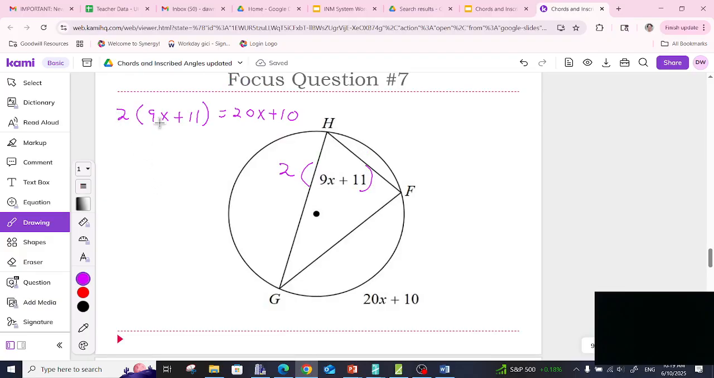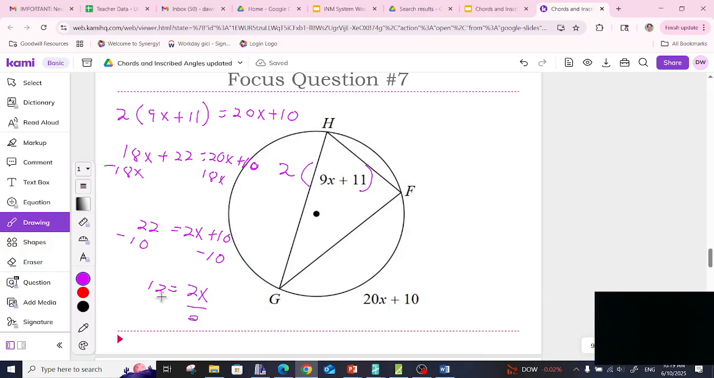So what's 2 times 9x is 18x. 2 times 11 is 22. Has to equal 20x plus 10. I go ahead and subtract 18x from both sides. I get 2x plus 10 is equal to 22. I subtract 10 from each side. I get 2x is equal to 12. And I divide by 2. And so what does x equal?